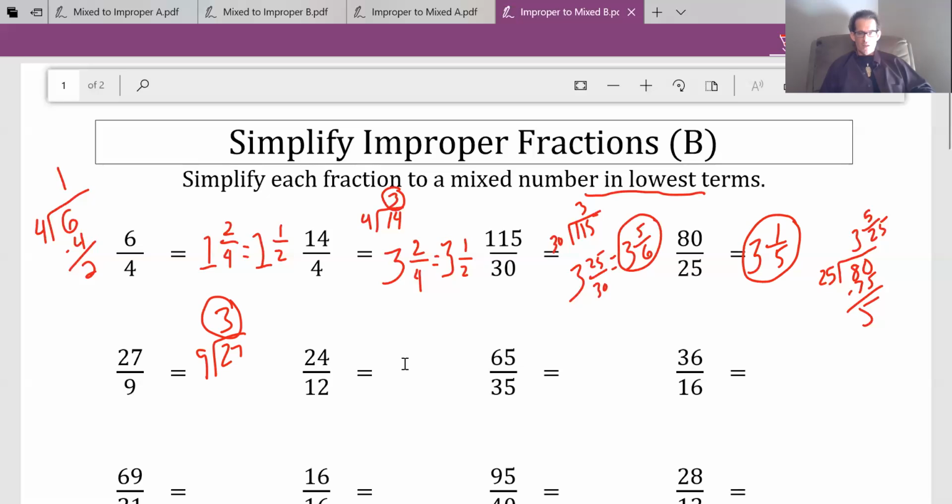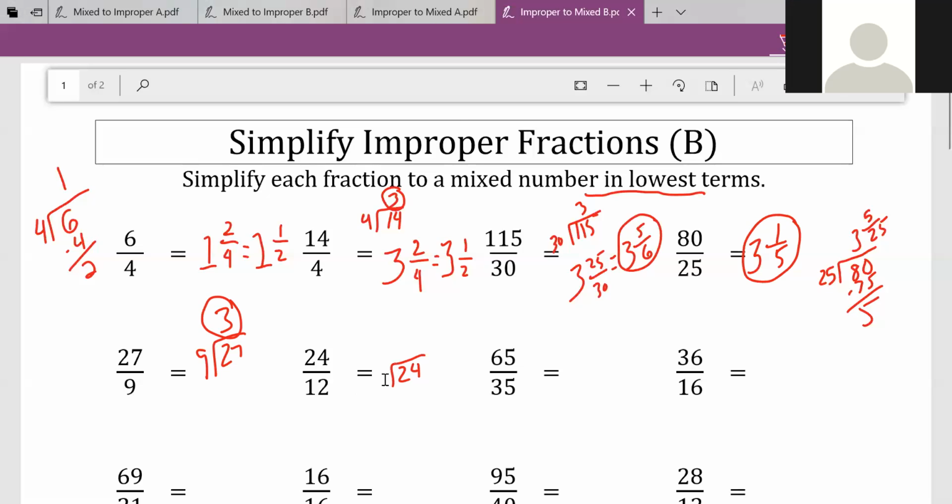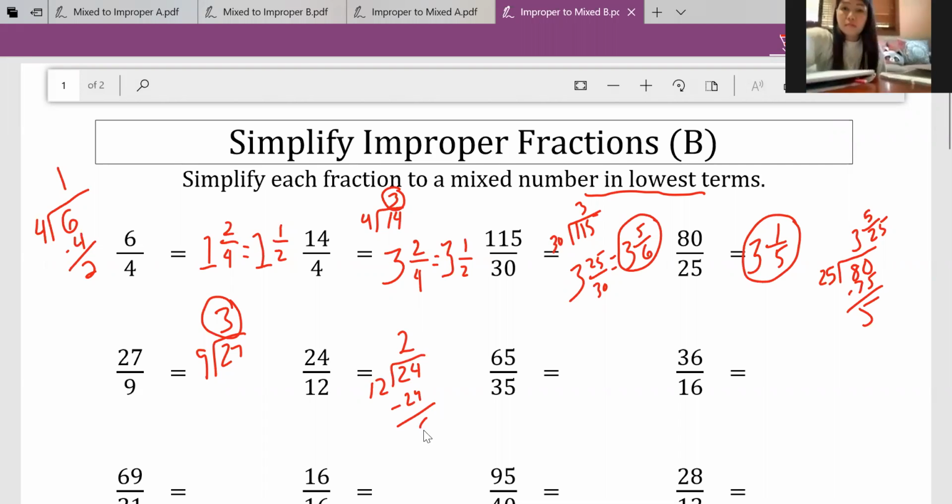24 divided by 12. So the denominator is the divisor, and the numerator is the dividend. So I know 12 times 2 is 24. And when I multiply this, there's nothing left over. So I know my answer is just 2. Let's look at the next one.